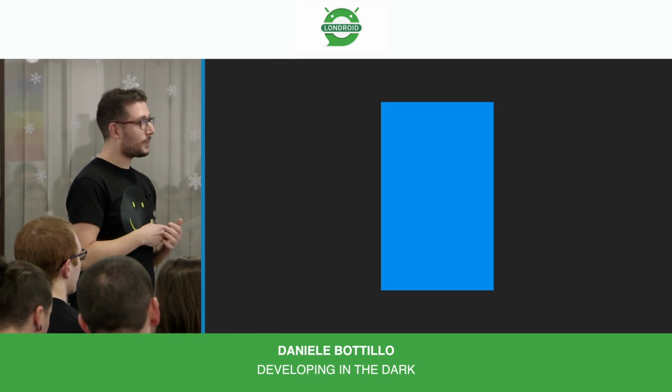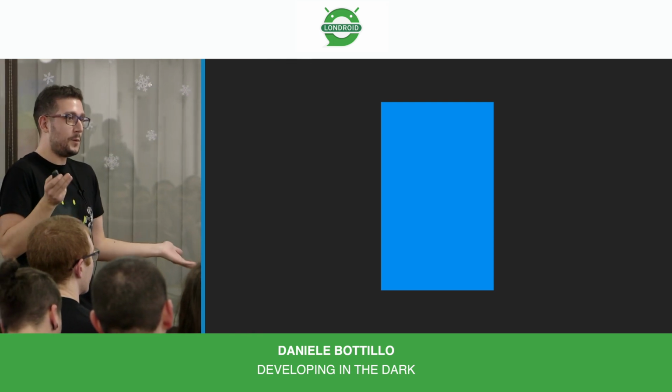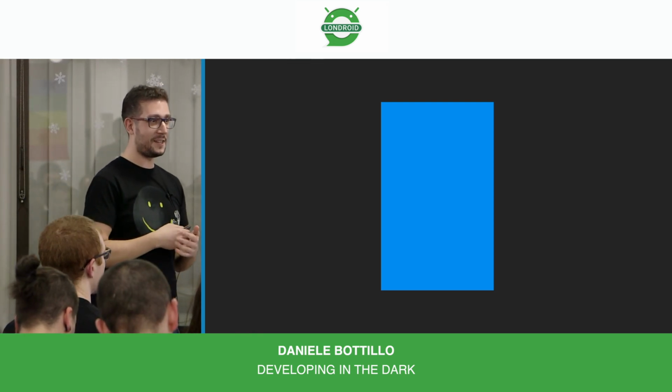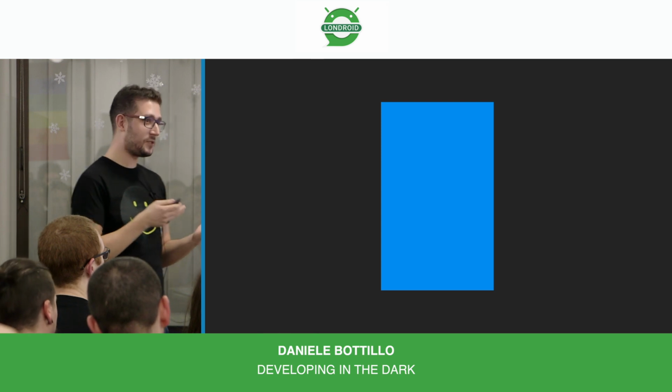Cool. But how do you actually start? So you have an app with 20 screens. Like, how do you do that? Do you go screen by screen?